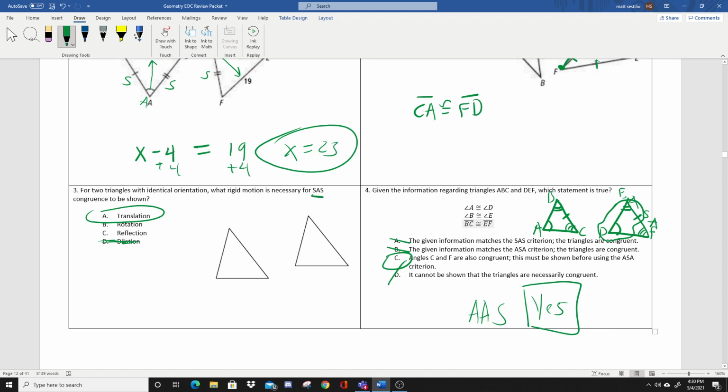So let me restate that. The given information right here, you cannot use ASA. So they're saying, hey, you need to show that these two angles are congruent, and you know that because AAS works, and you need to use that before you can use ASA, because right now you don't have ASA.